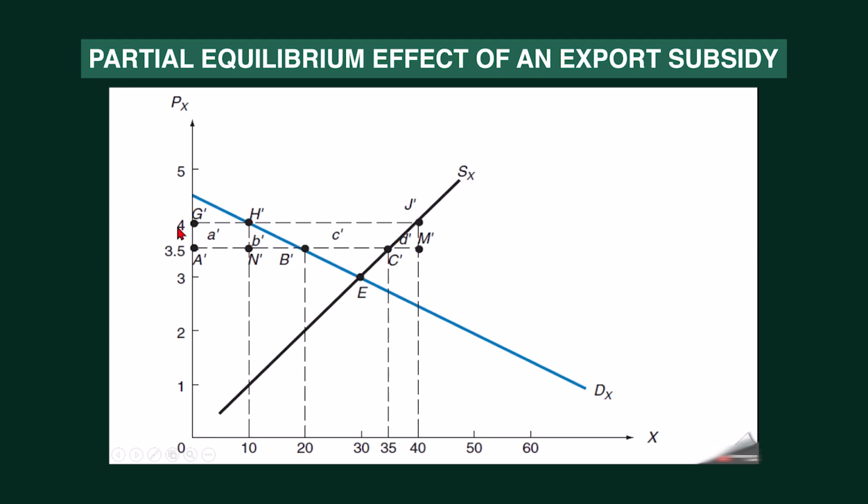Now, this 0.5 rupees of export subsidy will push the price to 4 rupees. At a price of 4 rupees, we observe that the domestic supply increases to 40. That means the export increases. However, we observe that the domestic demand has decreased to 10.